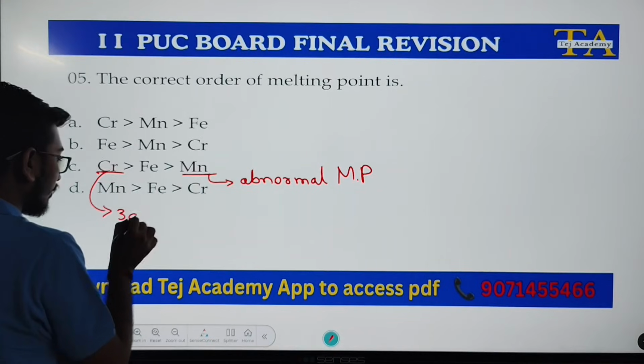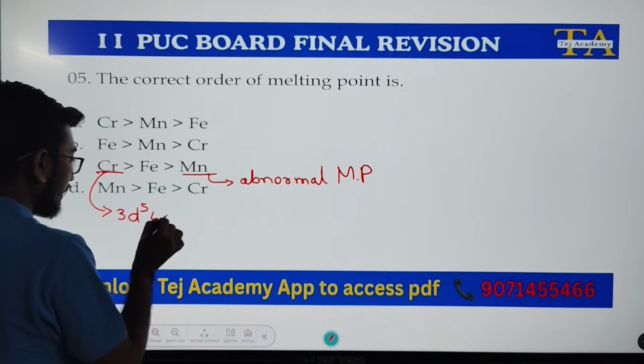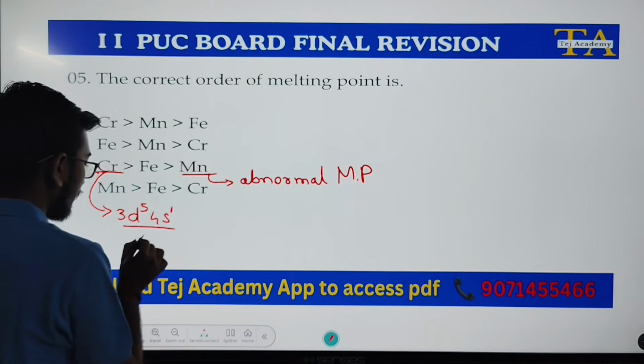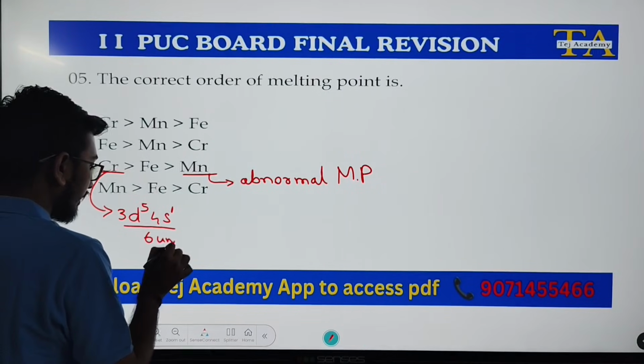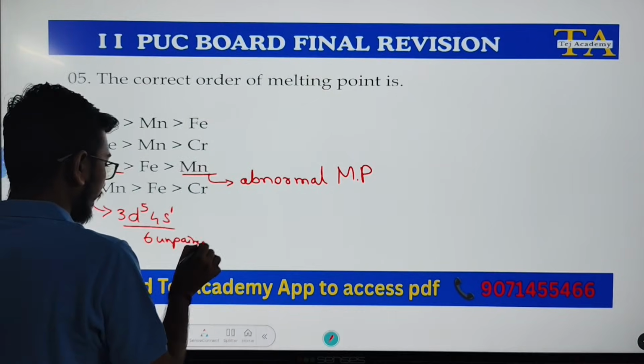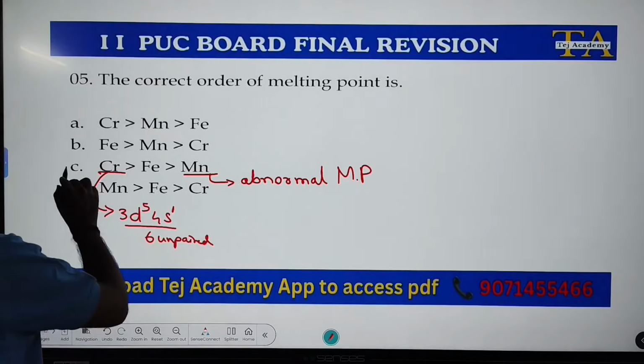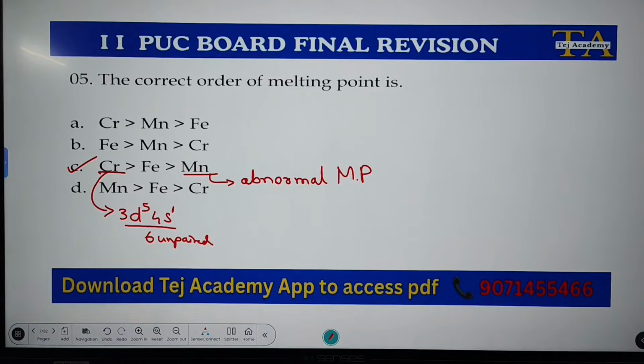So now chromium has electronic configuration 3d5 4s1. So how many unpaired electrons? 6 unpaired electrons are present. So because of that, which option is correct? Option C is the right answer.